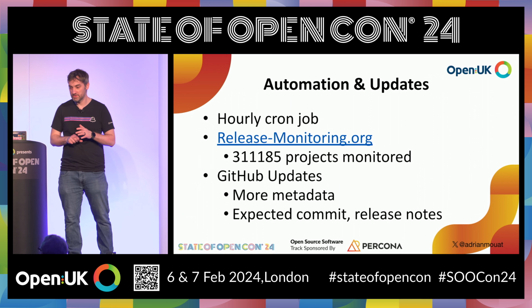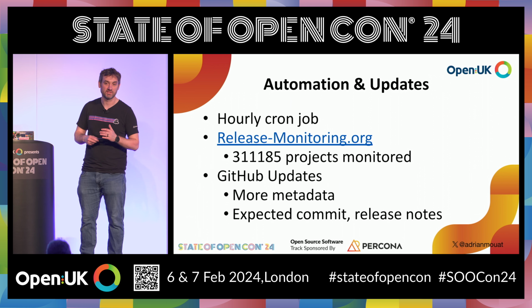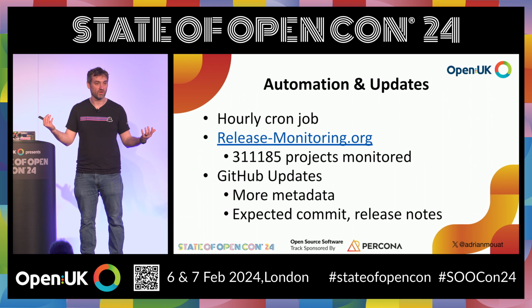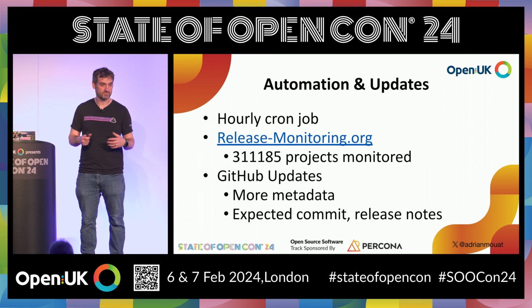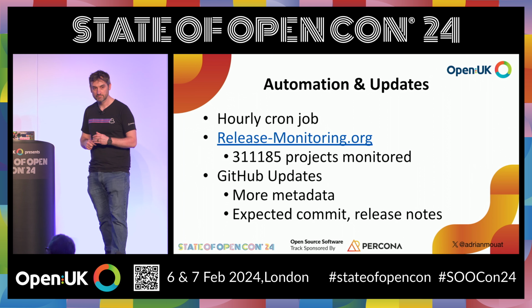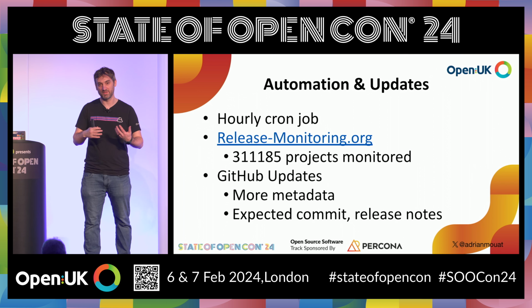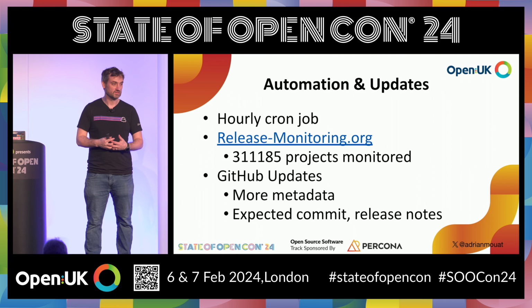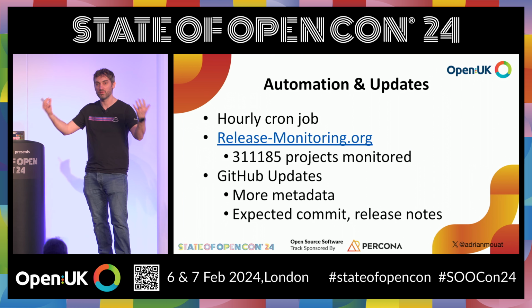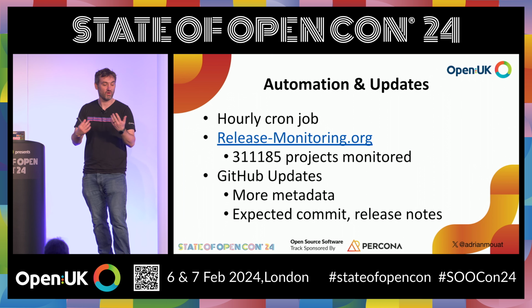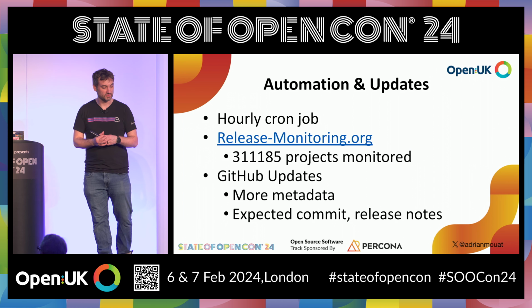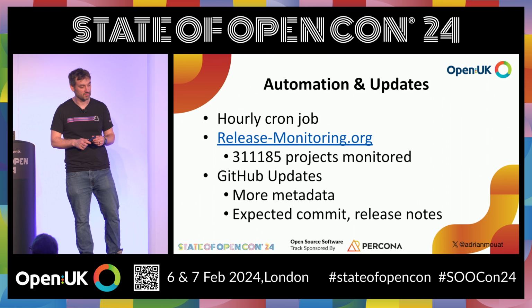One of the other things we spent a lot of time on is automation and updates. So the thing is, ChainGuard is not a huge company. We only have, I don't know, 30-odd engineers. And for that reason, we have to use a lot of automation to try and keep up with all the projects releasing updates all the time. So basically, we have a cron job. I've written hourly. I have no idea if it is still hourly.